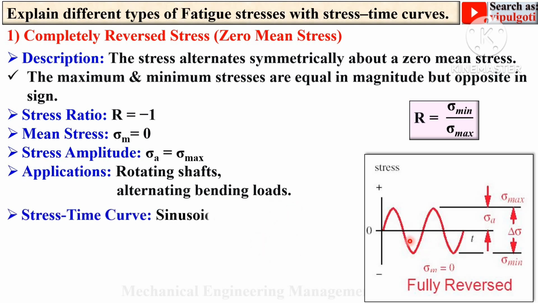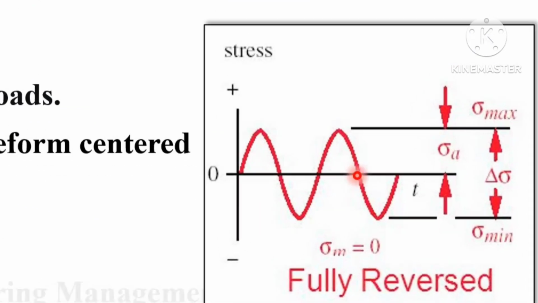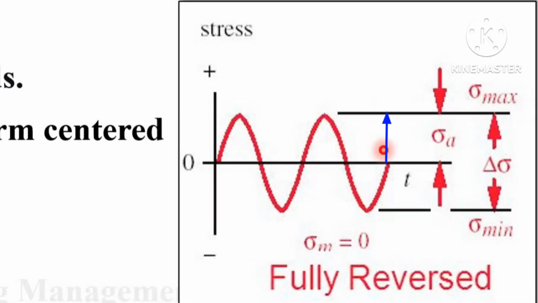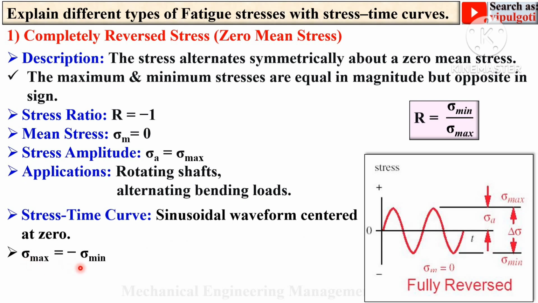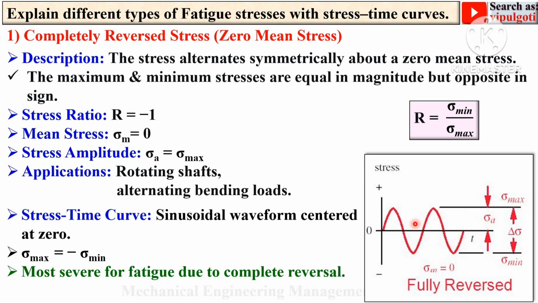Now the stress-time curve. The shape will be a sinusoidal waveform centered at zero value. In this case, sigma maximum is exactly equal in magnitude to sigma minimum, but in the opposite direction. That's why sigma max is equal to minus sigma min. This is actually the most severe case for fatigue due to the complete reversal.